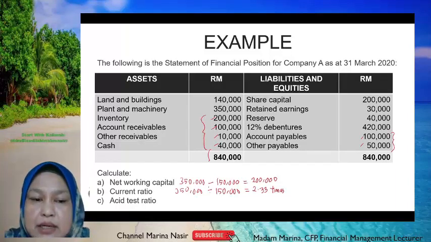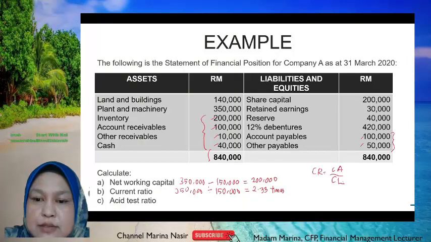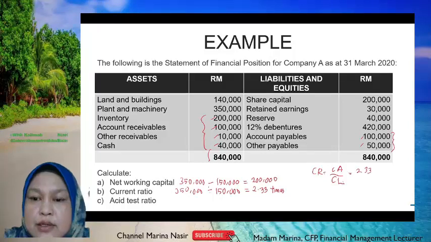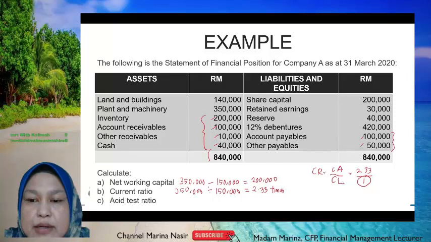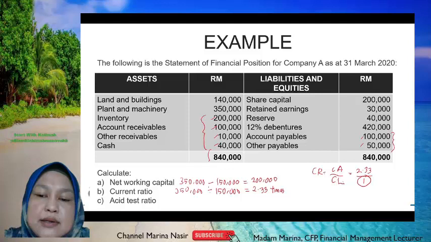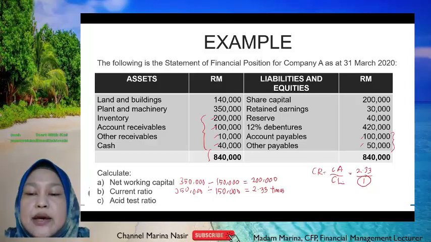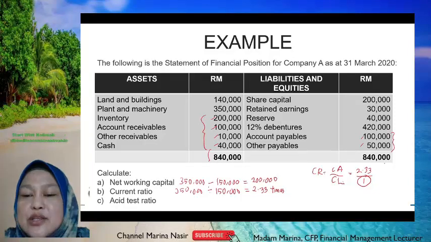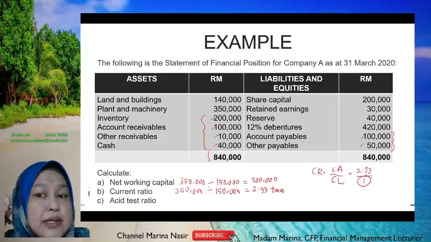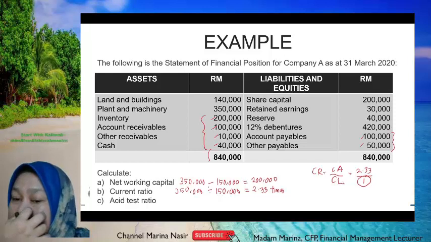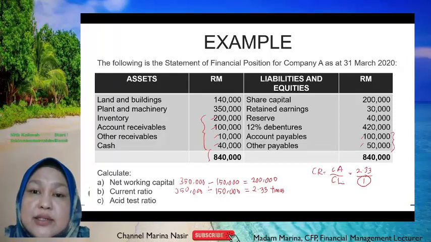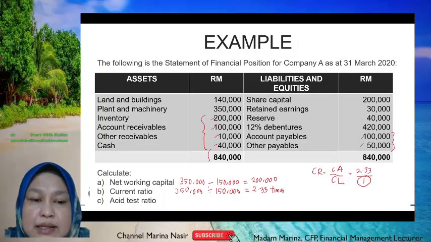What does this ratio mean? Our formula is current ratio, current asset divided by current liabilities, and our answer is 2.33. How to interpret? For every 1 ringgit of company A's current liability, company A has 2 ringgit 33 sen of current asset. In other words, company A has 2 ringgit 33 sen current asset to settle each ringgit of its current liabilities. Company A ni dia ada RM2.33 current asset untuk settle setiap RM1 dia punya current liabilities. Tu maksud dia. That's for the current ratio.